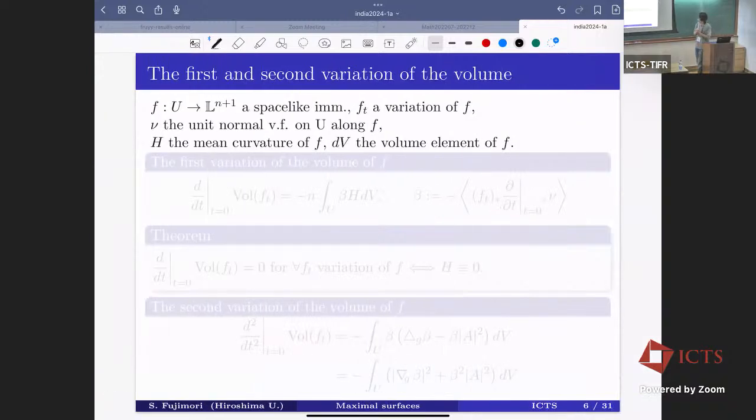With this unit normal vector field, we can define the second fundamental form. Also, since f is an immersion, we have the first fundamental form. Using the first and second fundamental forms, we can define the shape operator, and taking its trace and dividing by n, we define the mean curvature of f. We denote this mean curvature by h.